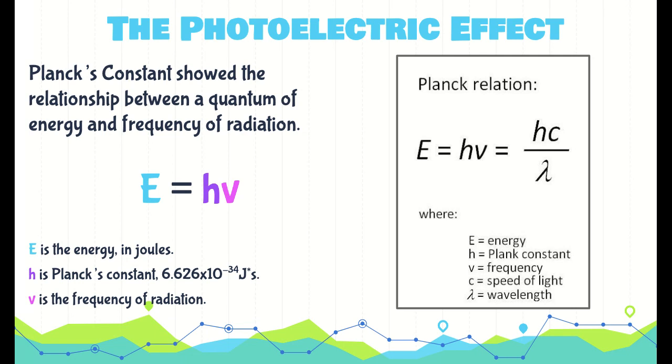There's a relation to speed of light and wavelength with this, which you see on the right-hand side of the screen. Not only is energy equal to Planck's constant times the frequency, but energy is also equal to Planck's constant times the speed of light divided by the wavelength.